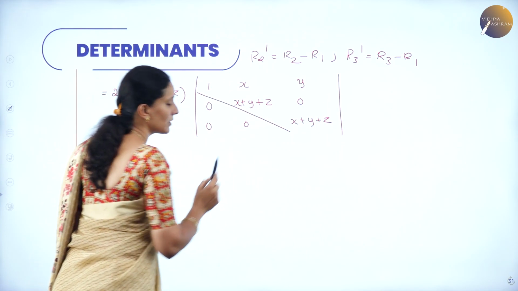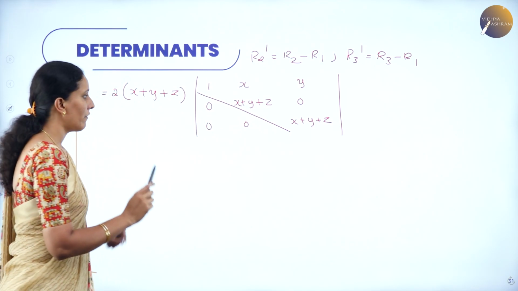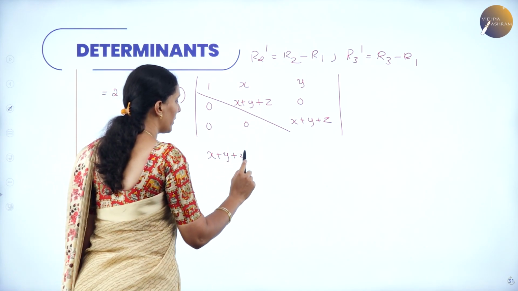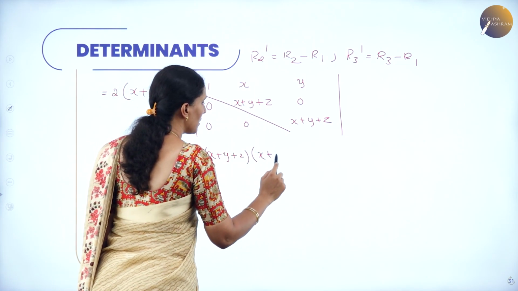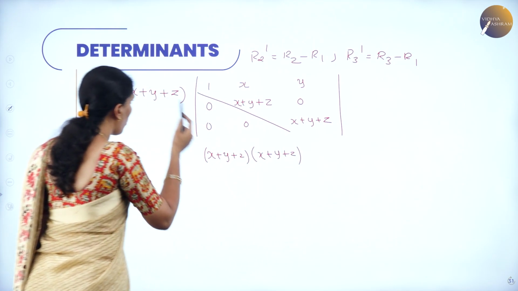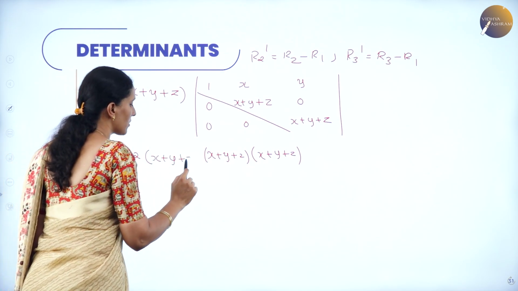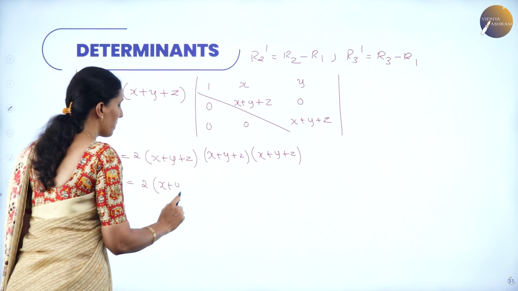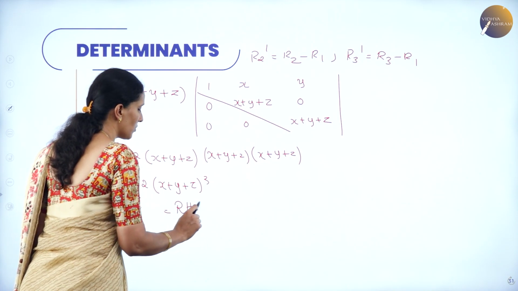Clearly see this is the principal diagonal elements and below that all the elements are 0. Hence the value of determinant is just the product of principal diagonal elements. That is 1 into x plus y plus z into x plus y plus z. And outside we already have 2 into x plus y plus z. So therefore when you multiply all this, this is 2 into x plus y plus z whole cube. That is equal to RHS.